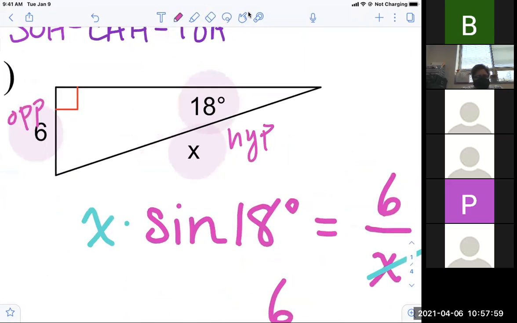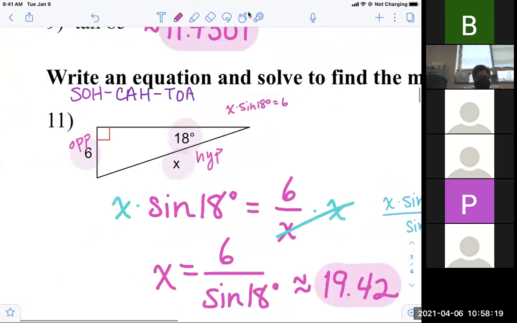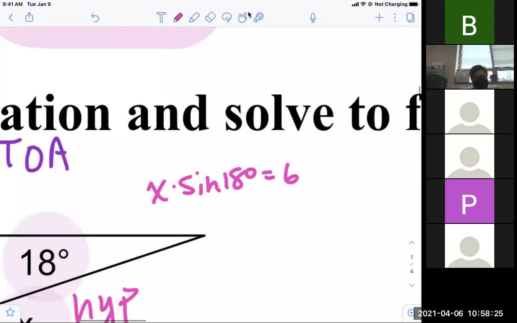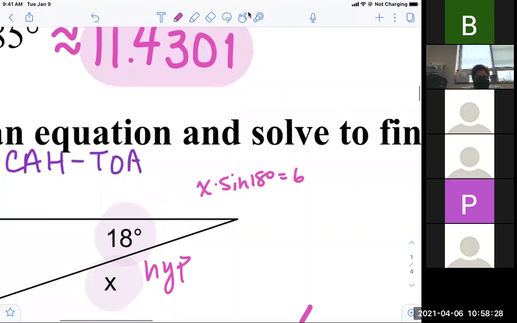If you have x sine of 18 equals 6, Kendall, how do you get x alone? You multiply by your x's. Yes, after you multiply it, when you have x sine of 18, how do you then get x alone? 6 over sine. Yes. So we'll divide both sides by sine 18, and that's what you're typing in the calculator. Okay, type that into your calculator right now and see what you get. 6 divided by sine of 18.